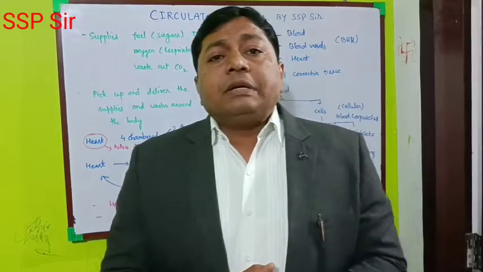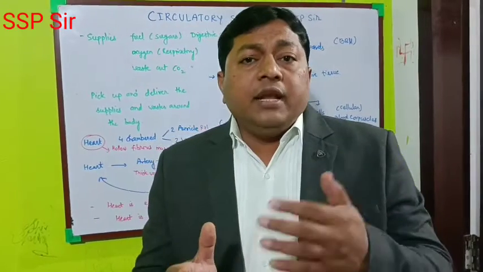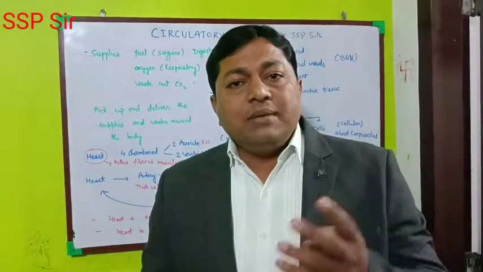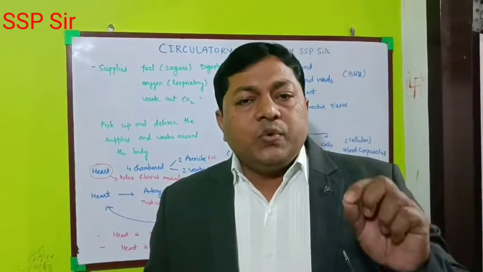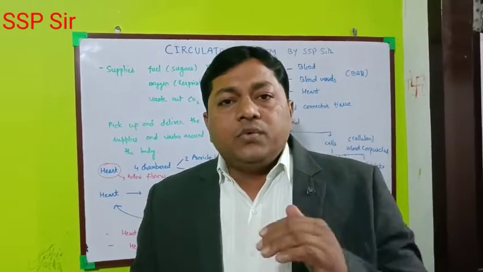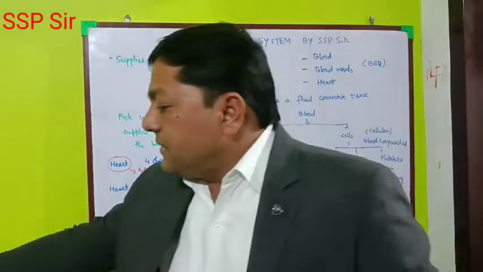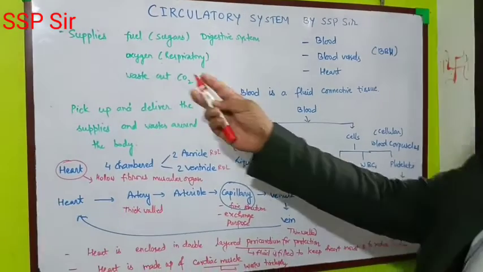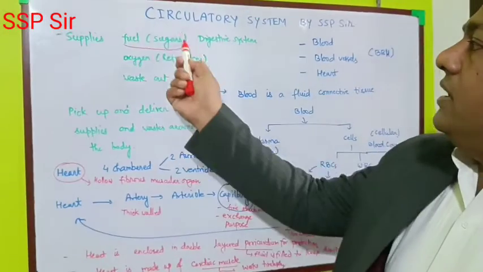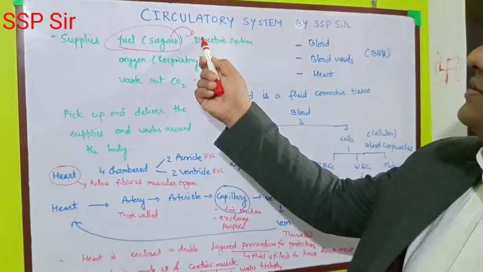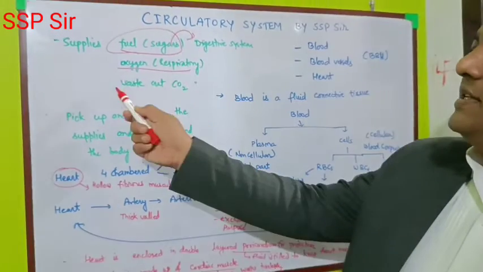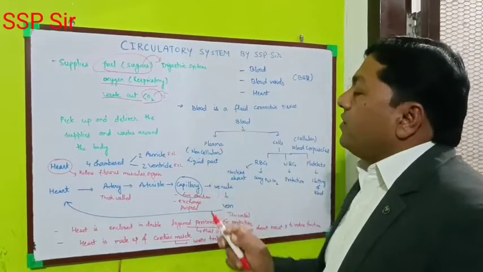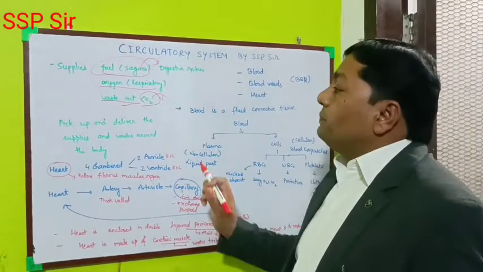Now we see the heart acting like a pumping station, and the heart has four chambers. The four chambers are two auricles and two ventricles. My dear students, you see the circulatory system. It supplies fuel, sugars, from the digestive system, and oxygen from the respiratory system, and waste out, CO2, from the respiratory system.